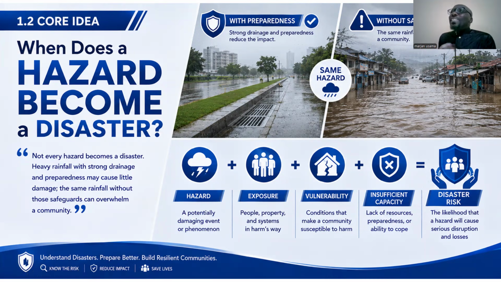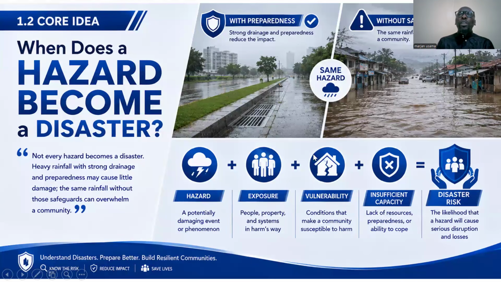So when it is raining, rain is a hazard. This rain has the potential of causing damage. But the rain in itself, when it is raining, is not a disaster. But this rain has a potential to cause a disaster. Then number two, we have exposure. When you are talking about exposure, we are talking about people, property, and systems in harm's way.